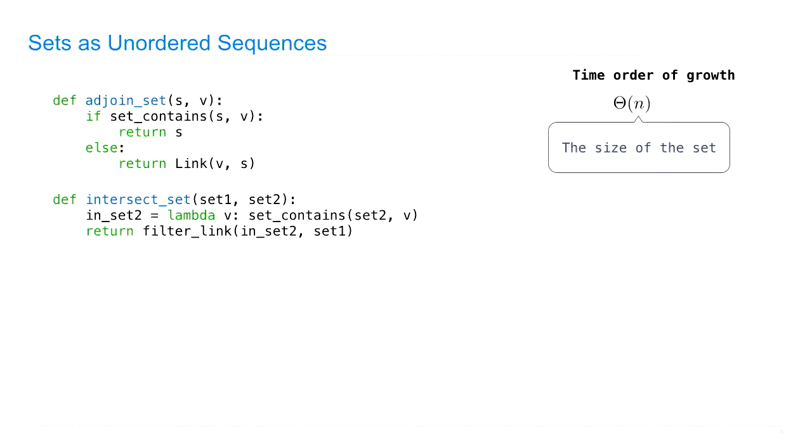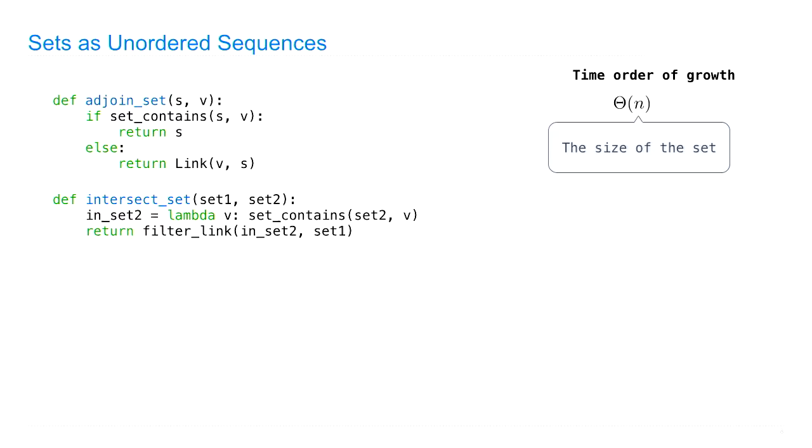Intersect set can be implemented as follows. I take in one set, set 1, and another set, set 2. I define a function that tells me whether some value V is already contained within set 2. In order to compute the intersection, I filter set 1 using this function that only keeps the elements that are also in set 2. So this corresponds exactly to the definition I said, which is the intersection is all the elements that are in set 1 and in set 2. Here's how I'd write it as a program.